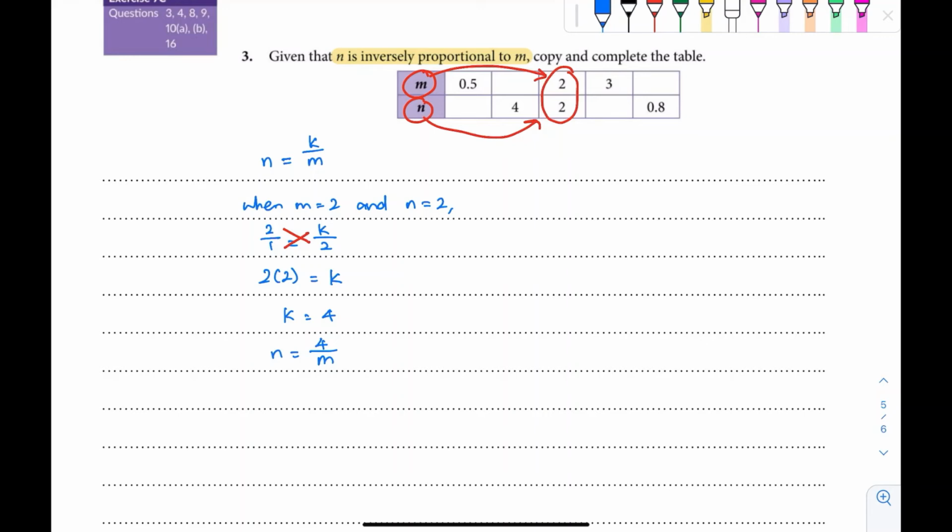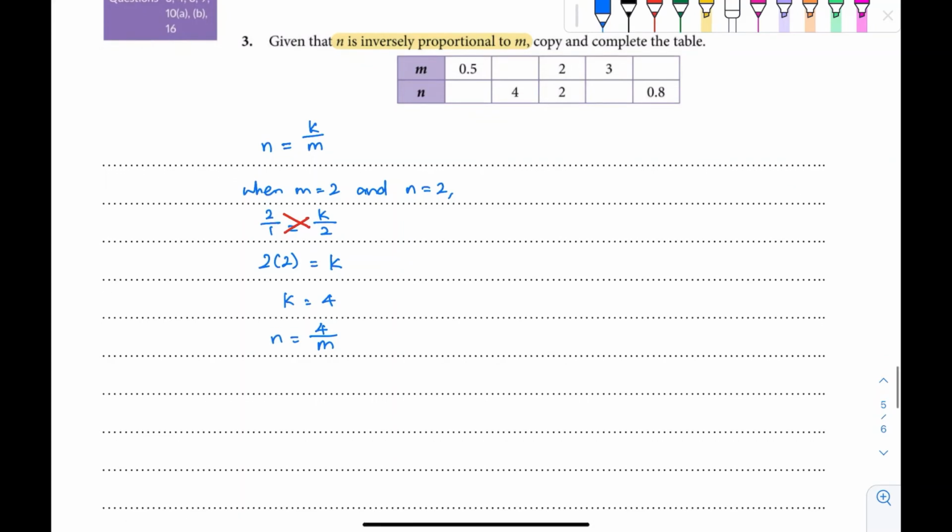So with this n equals 4 divided by m, I will be able to find out the solution for the remaining blanks of my table. So the first one, which is when m equals 0.5, my n will be equal to 4 divided by 0.5, and that would give me 8. You could key that into your calculator.